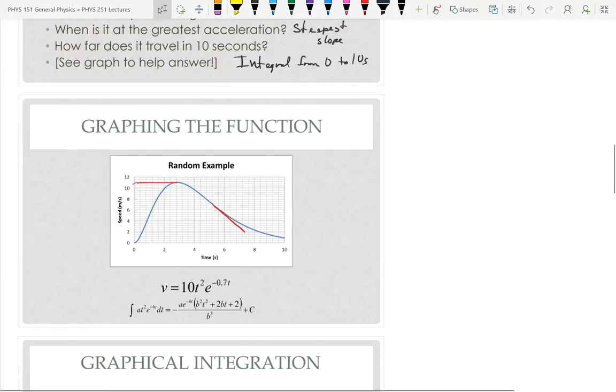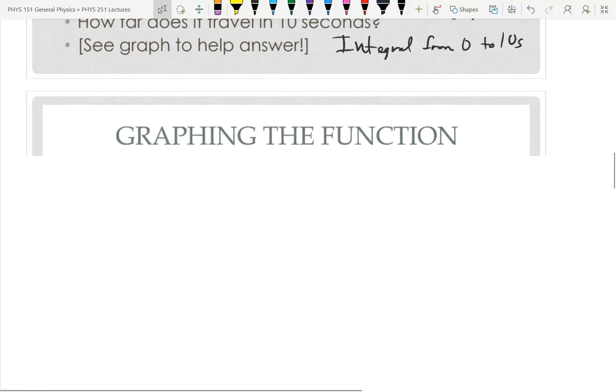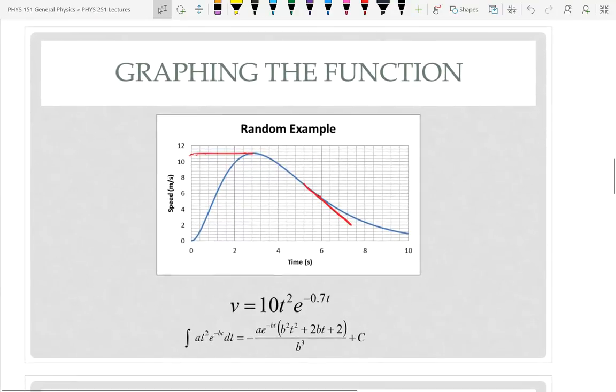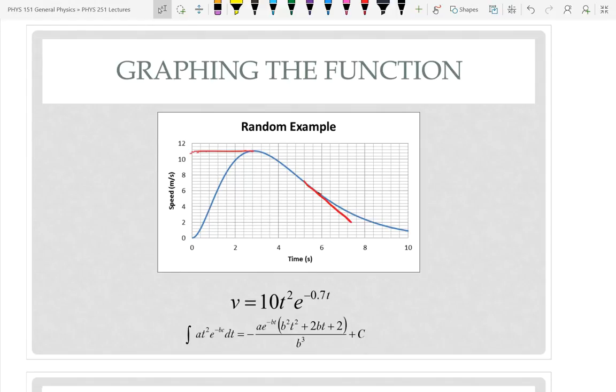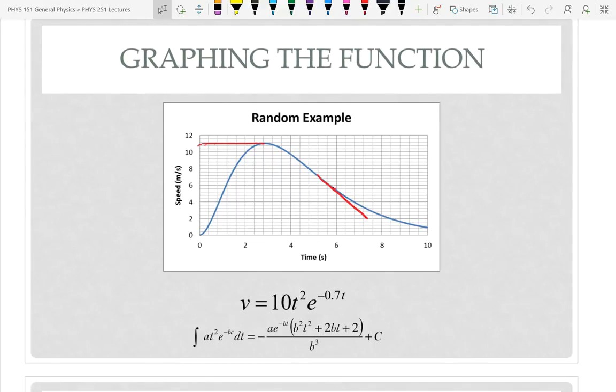Then we had the greatest acceleration. So if you look at this graph, can you tell me where the greatest acceleration occurs? Roughly speaking. 0 to 2. Okay, it's going to be somewhere around here for greatest acceleration. And just to mark these, right there for greatest speed.